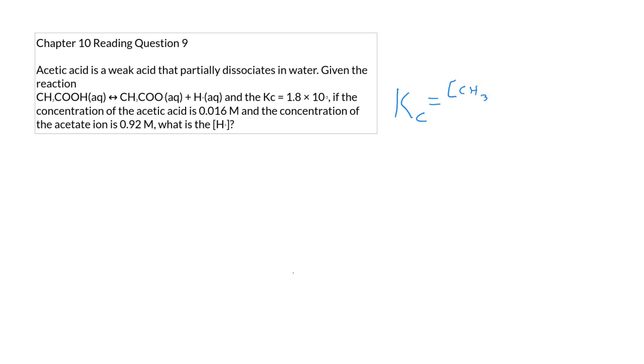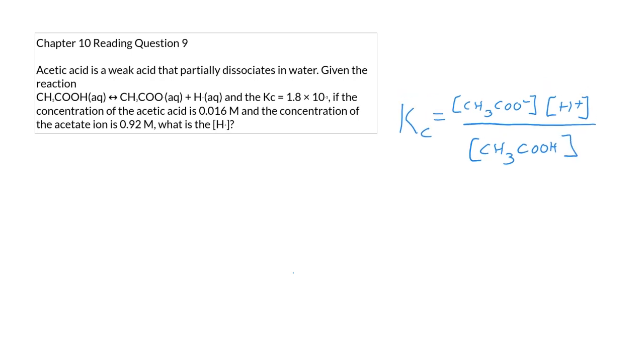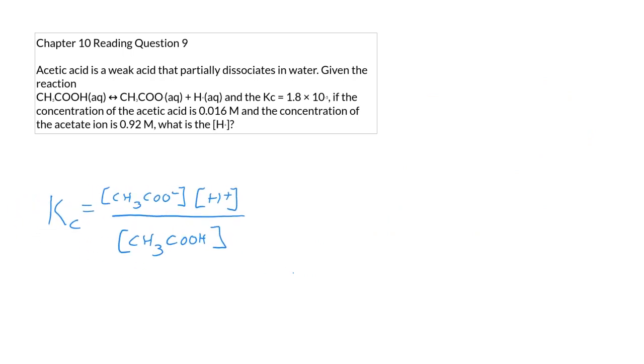So, setting it up symbolically, products over reactants. Let me see if it'll let me move that. Yeah, it'll work. Moving it down here where it's a little bit more convenient. And they've told us in the problem that this is equal to 1.8 times 10 to the negative fifth.